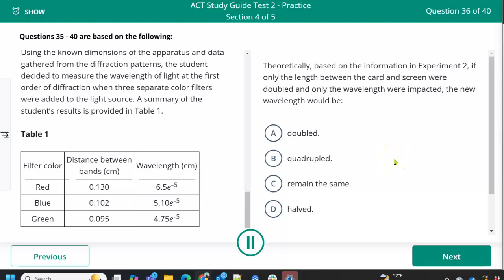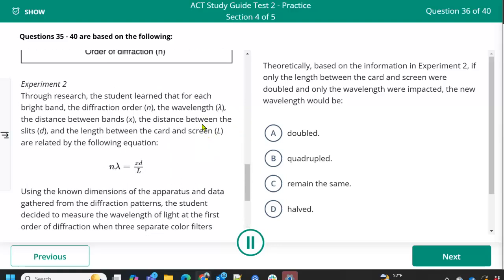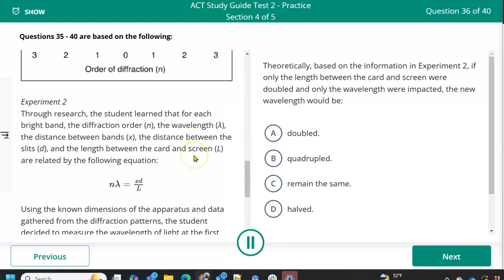Theoretically, based on the information in experiment 2, if only the length between the card and screen were doubled, and only the wavelength were impacted, the wavelength would be, well, all right, let's take a look at that. We need a little bit more information here. All right, actually, I think I need a pen for this.